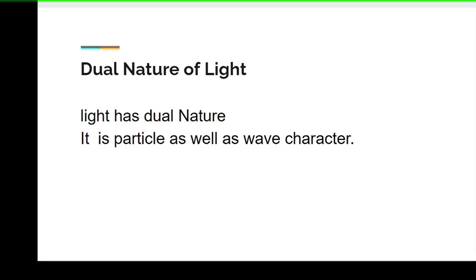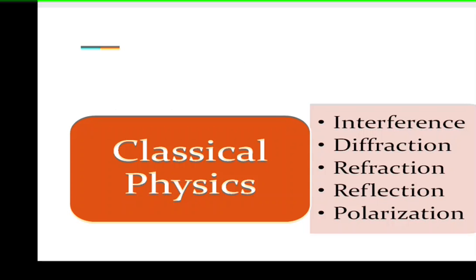Why does light show dual nature? The question arises. We know, according to classical physics, light is treated as a wave. Why? This is because interference and diffraction of light are produced by superposition of beams of light. Thus, these phenomena are the result of interaction of light with light.